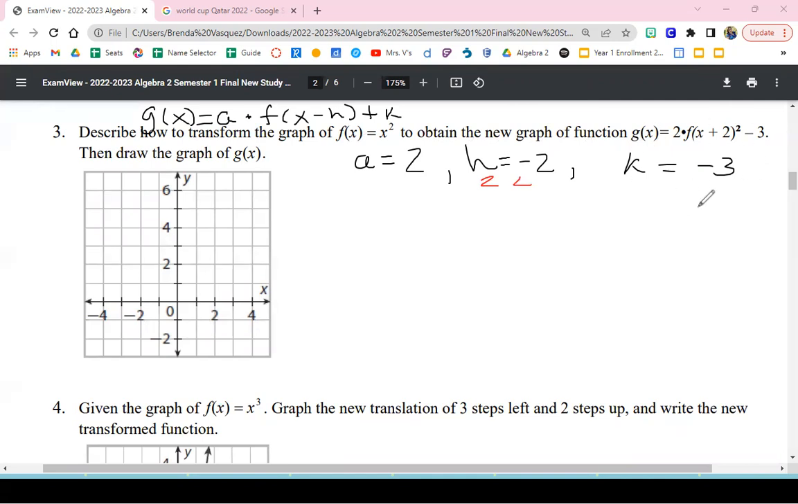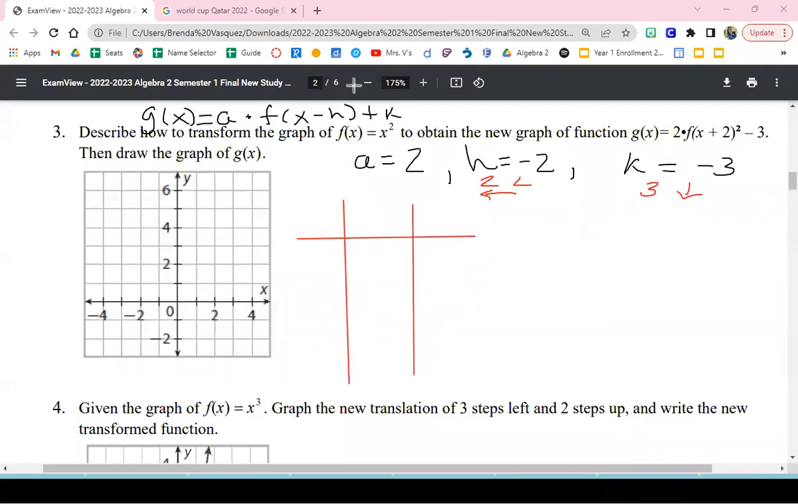What about K? What does K do? Up and down, and it's negative, so we're going down. How many steps? 3 down. So this one is going left 2, and this is going 3 down. Now we need to do A first. So remember, we have to create our little table, or basically find what our A of X is first. So we can identify what our values are first, the transformation, and then identify what the parent is.